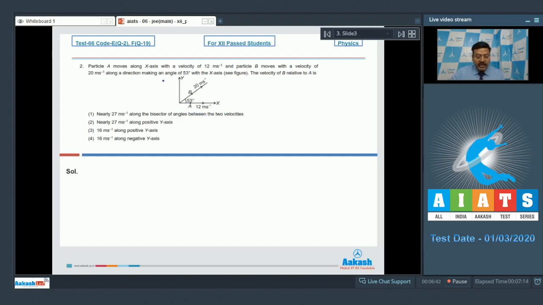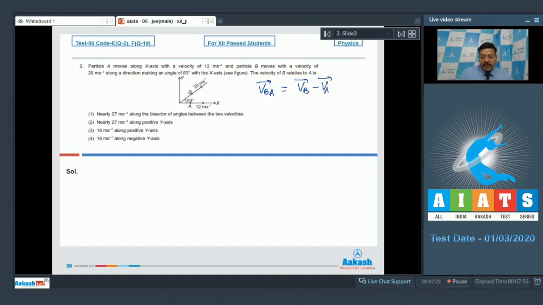Well, we can assume that the velocities given are with respect to ground. That means velocity of A with respect to ground we can take to be 12 meter per second along the x-axis, and velocity of B with respect to ground can be taken as 20 meter per second along the direction shown, which actually makes 53 degree angle with the x-axis. We have to find velocity of B with respect to A, and the concept is that it's equal to velocity of B with respect to ground minus velocity of A with respect to ground.